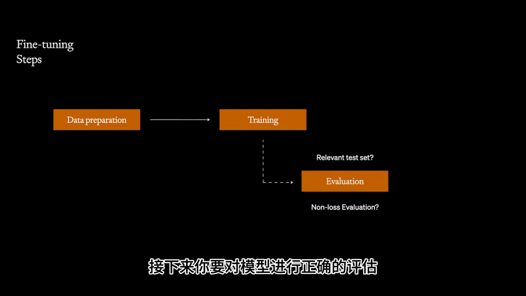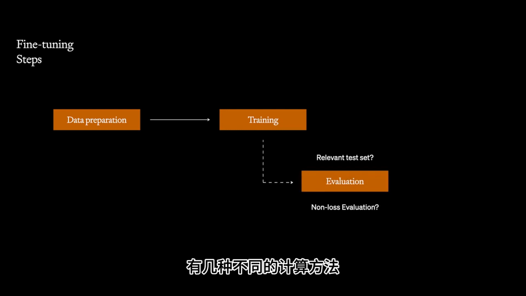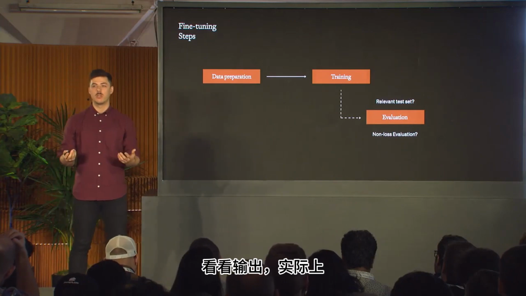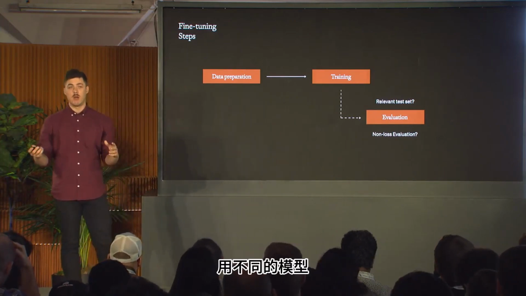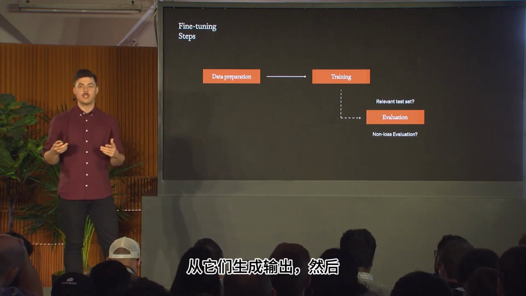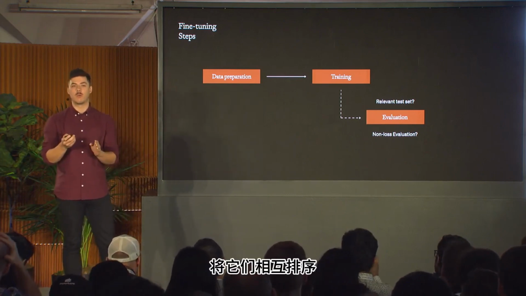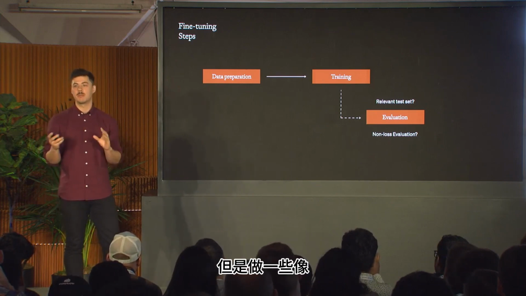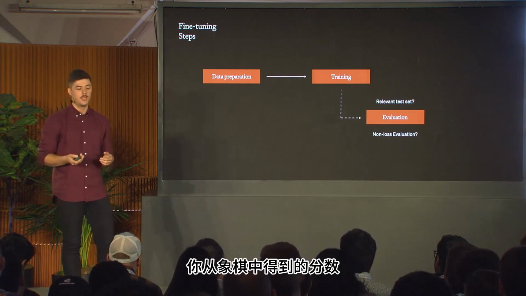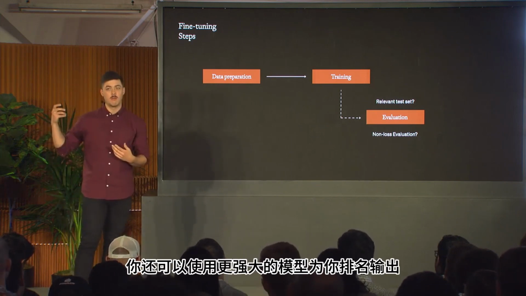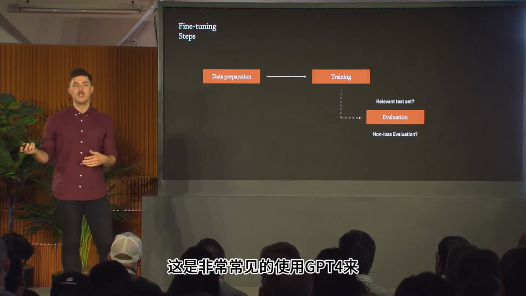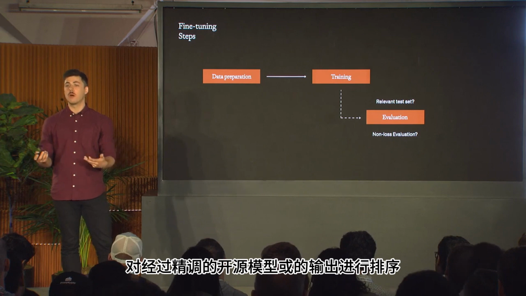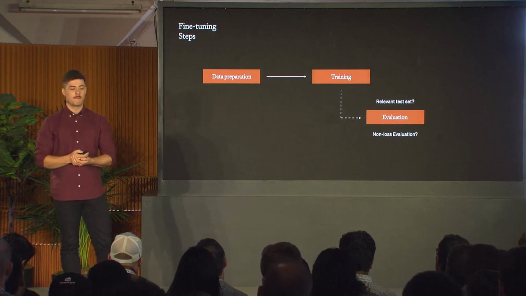Next, you want to evaluate the model. There are a few different ways of evaluating the model. You can get expert humans to look at the outputs and rank them on some scale. Another technique is that you can take different models, generate outputs from them, and then rank them against one another, so not having an absolute ranking, but doing something like an ELO score that you get from chess. You can also have a more powerful model rank the outputs for you. This is really common, using GPT-4 to rank the outputs of fine-tuned open source models or GPT 3.5 Turbo.